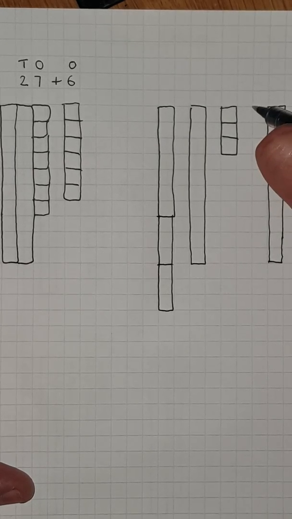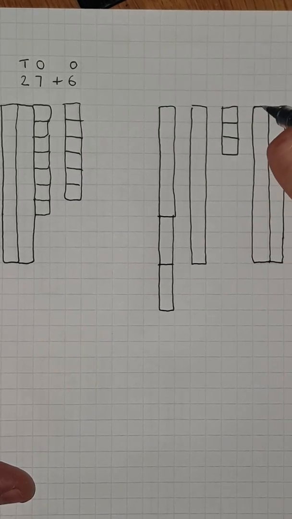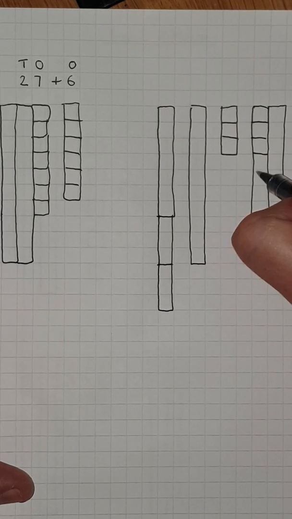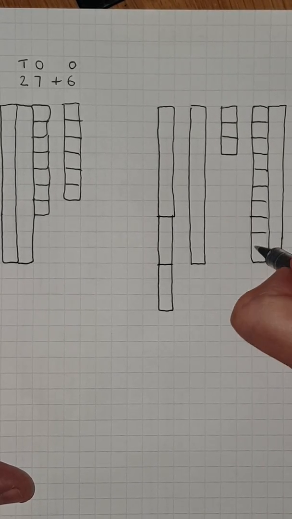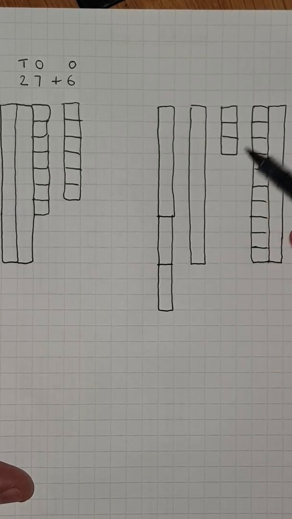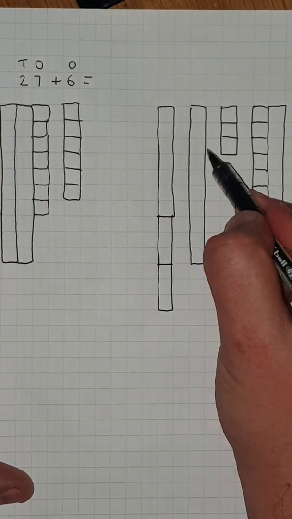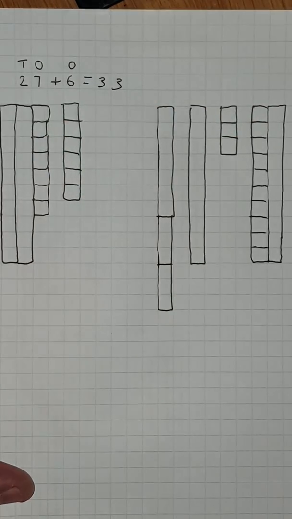So 1 ten, 2 tens. You can draw the lines on your tens if you want to. And then your 3, so that would make 1, 2, 3 tens, and my 3 is 33.